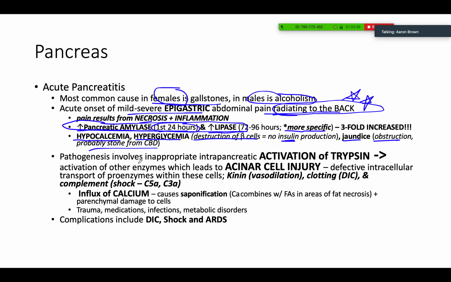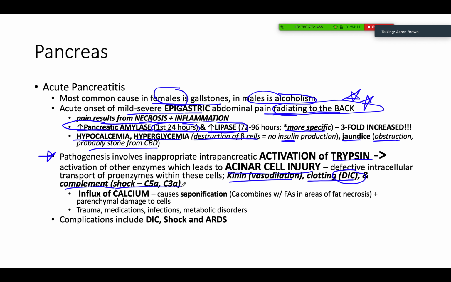Okay, so pathogenesis of acute pancreatitis, you need to know this. Activation of trypsin. Trypsin is the enzyme activator. Trypsin goes around activating every other enzyme. So it activates a lot of different enzymes that can break down the pancreas. Okay. This leads to acinar cell injury, release of kinin. This can start to cause clotting throughout the bloodstream. It can result in DIC, disseminated intravascular coagulation.